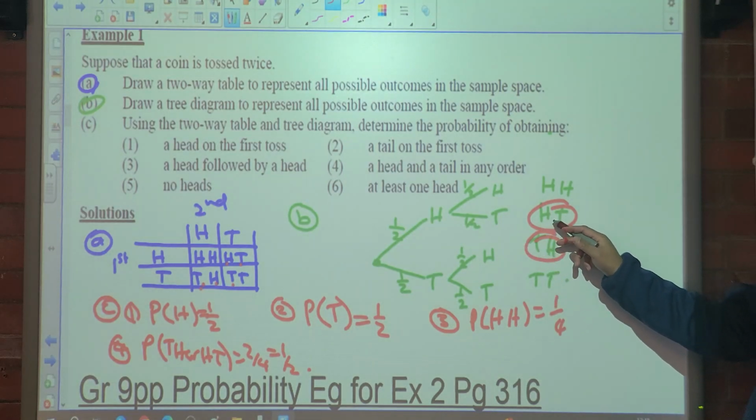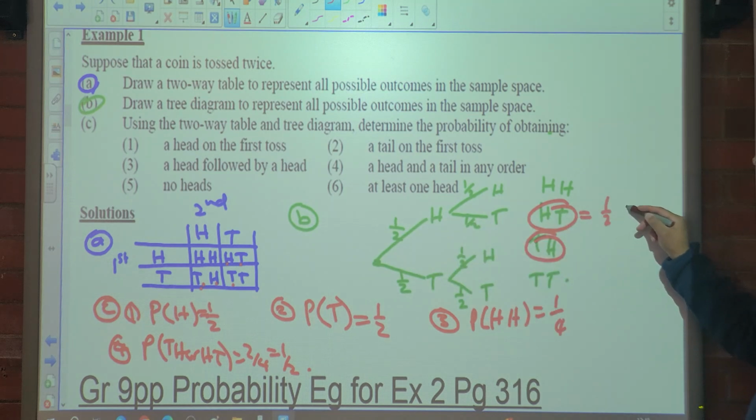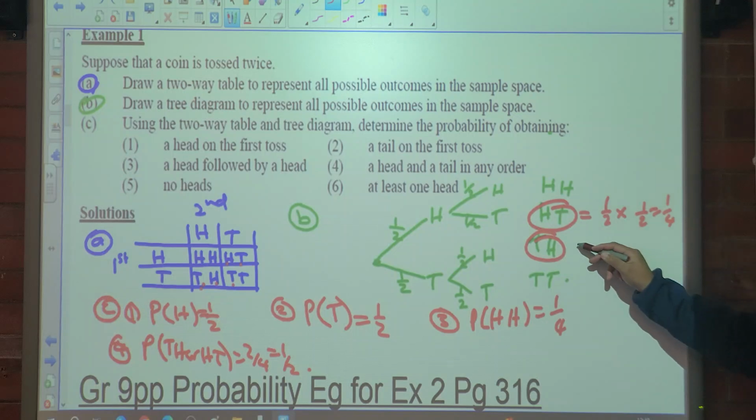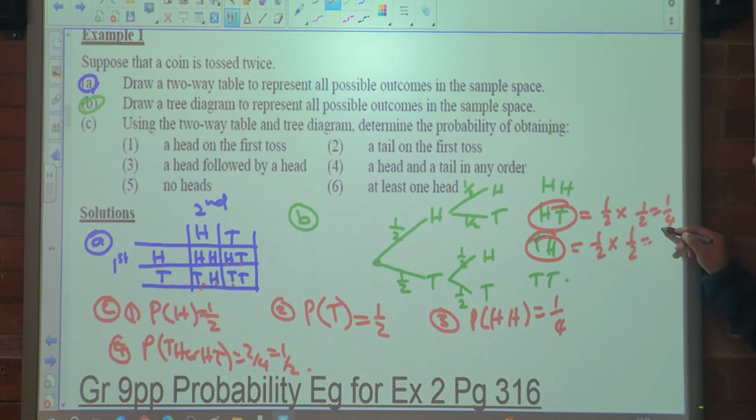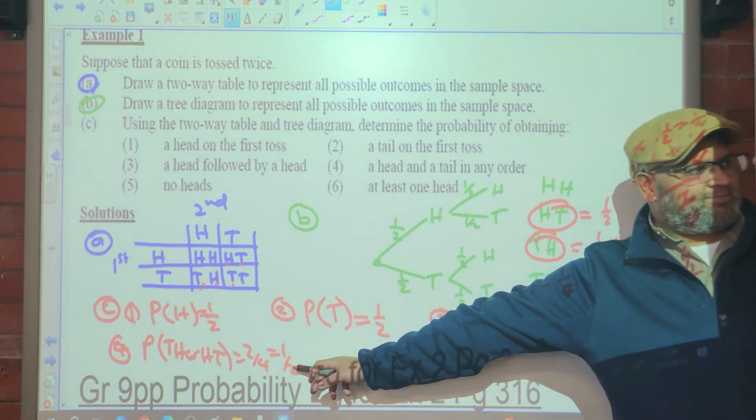Not so? So what's the probability of heads? Half. Probability of tails? Half. Which is a quarter. Probability of tails half, probability of heads half, which is a quarter. What's a quarter plus a quarter? 2 quarters, which is half. You guys understand?